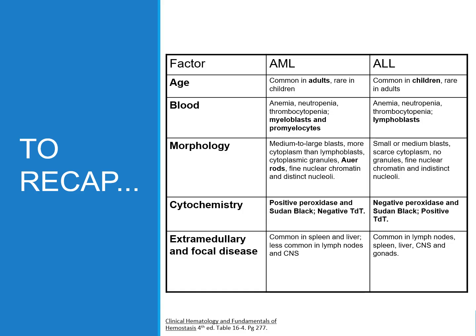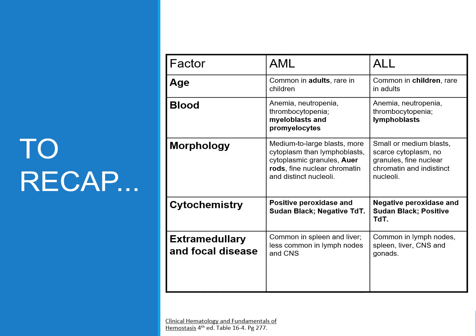With regard to our peripheral blood, we're going to see in AML anemia, neutropenia, thrombocytopenia, and we might see some myeloblasts and some promyelocytes circulating, so some immature cells or some blasts. And then in ALL, anemia, neutropenia, thrombocytopenia, and then lymphoblasts. Now again, it's really, really difficult to tell the difference between a lymphoblast and a myeloblast, and that's why we have to go on to do other testing to be positive.